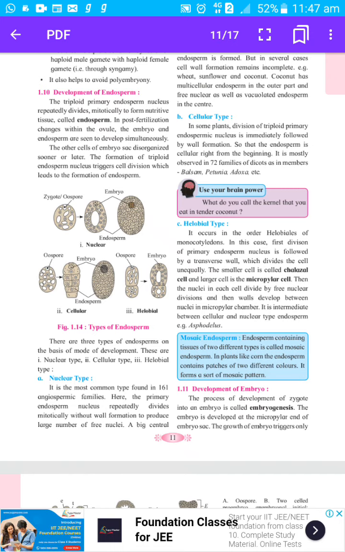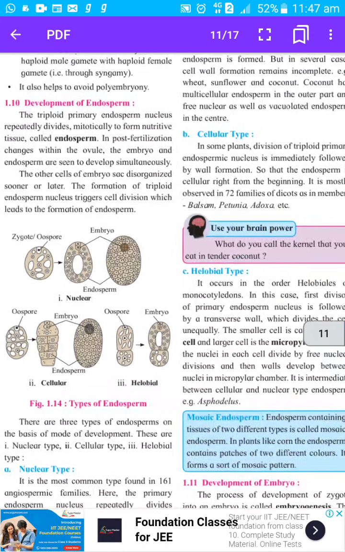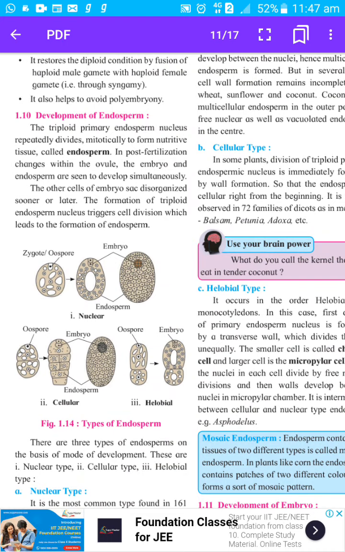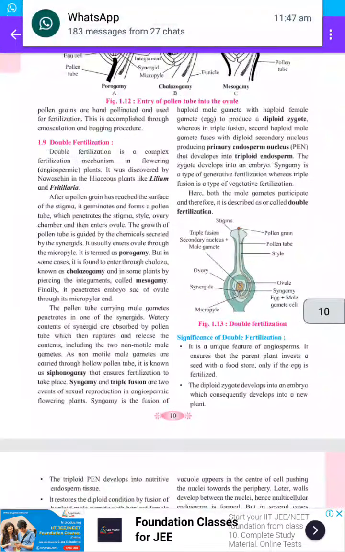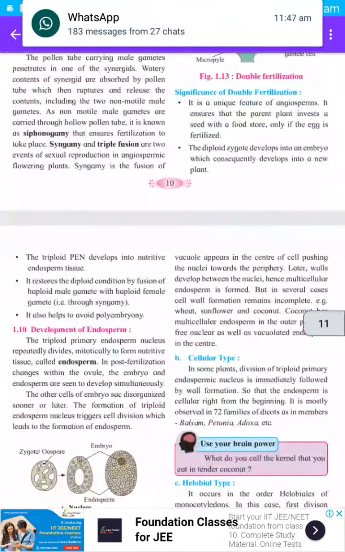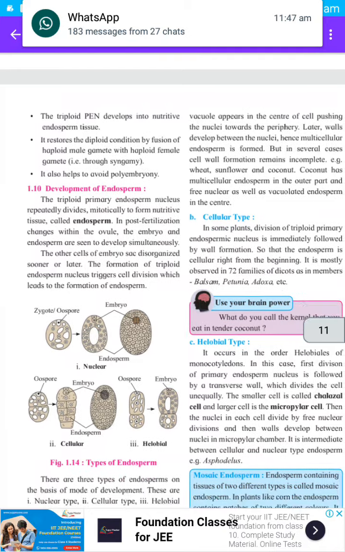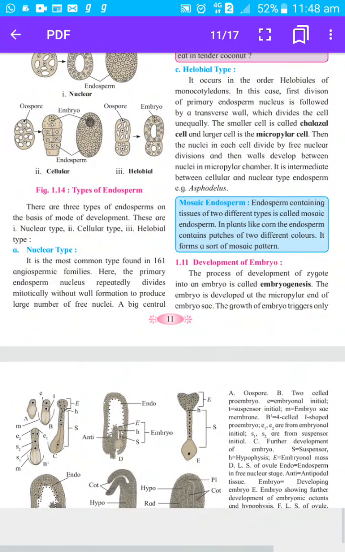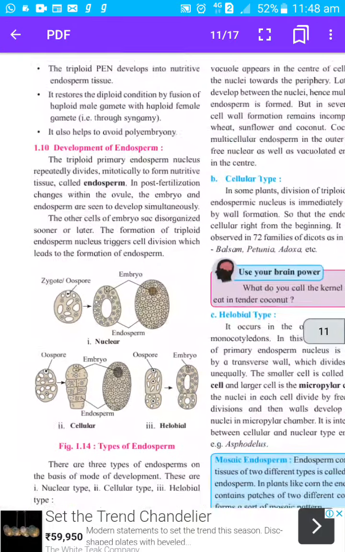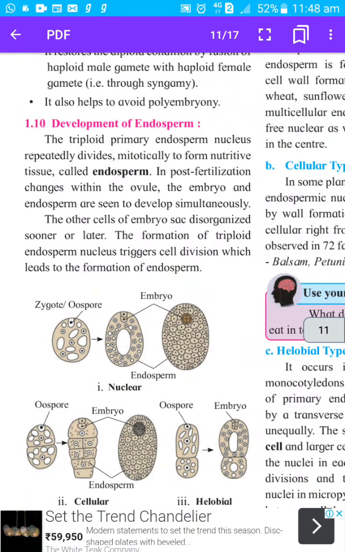Hello students, so we are studying our first lesson, that is reproduction in lower and higher plants. In the last period we have studied double fertilization. Today we will study development of endosperm and then development of embryo. Let us study first of all endosperm.